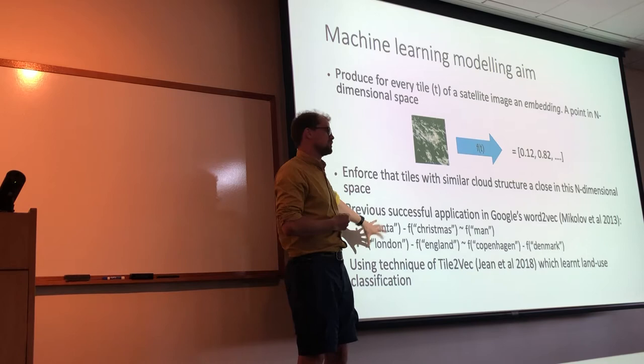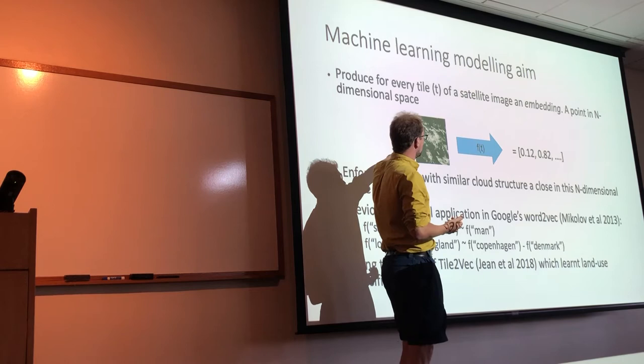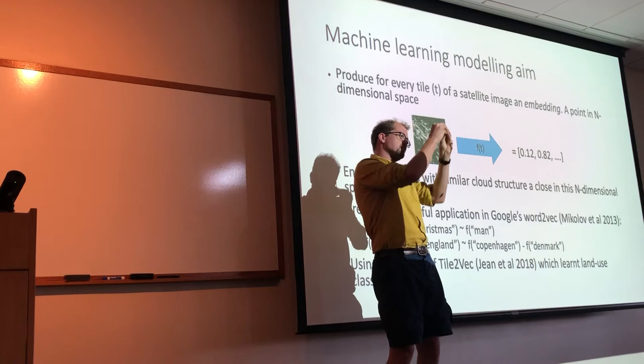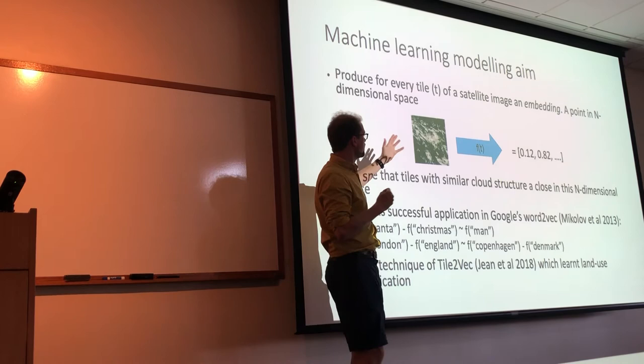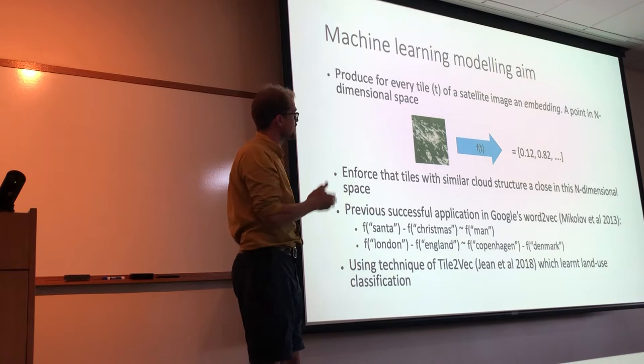So I thought, well, that's exactly what I want. What I want is I give it an arbitrary satellite image, and it will put tiles that are similar near each other in some space that I don't constrain. Okay, so do you see where the idea is developing now? So if I could make a tool that all it does is it takes an image and creates this point in the embedding space, and similar things are near each other, then I have everything I need.